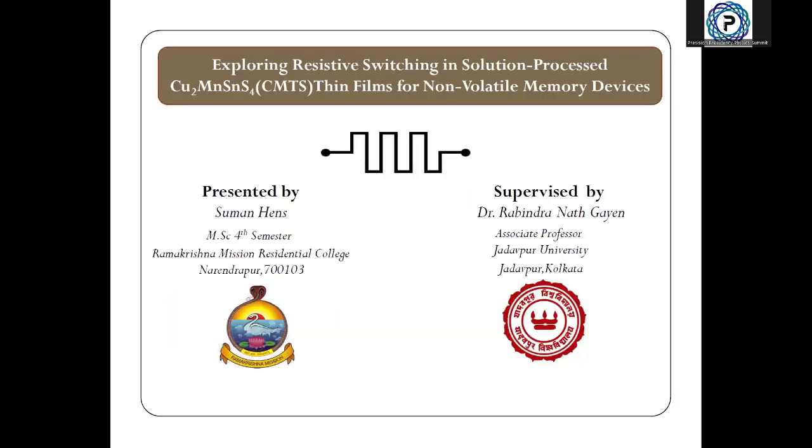Solution processed Cu2MnSnS4 thin films for non-volatile memory devices.